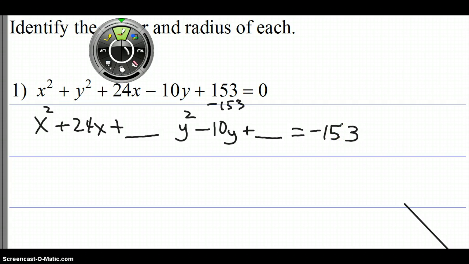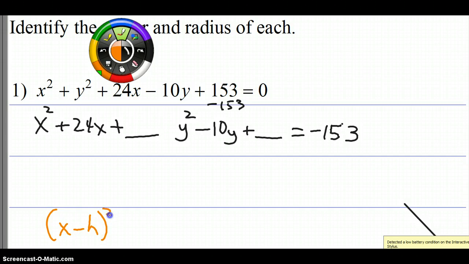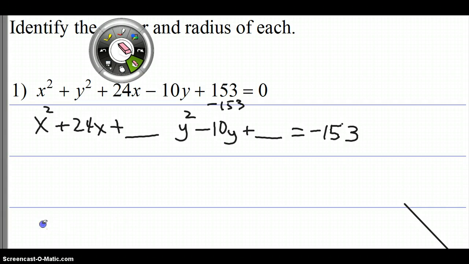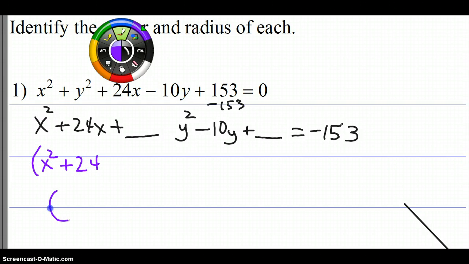Now, keep in mind what we're doing here. We're trying to get this equation into something that looks like x minus h quantity squared. So to do that, we're going to use a process that's called completing the square. And to do that, there's some steps. So what we do is we have our x squared and we have our 24x, and we're going to write this into some quantity squared.